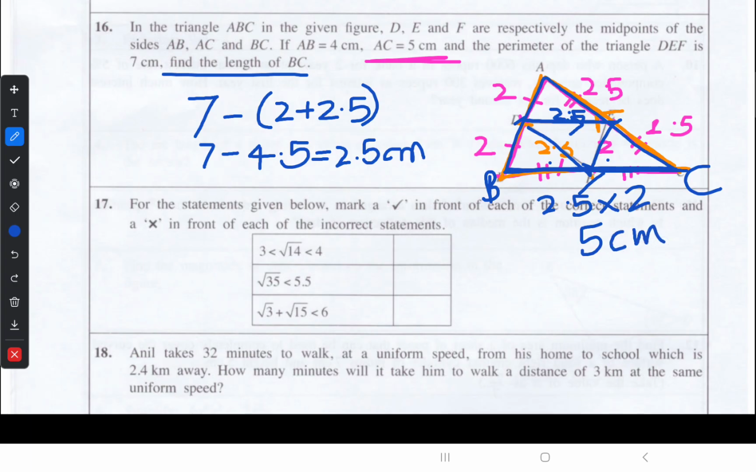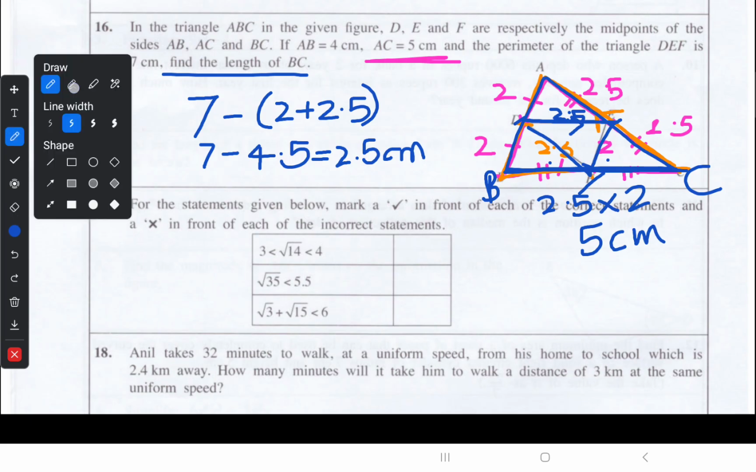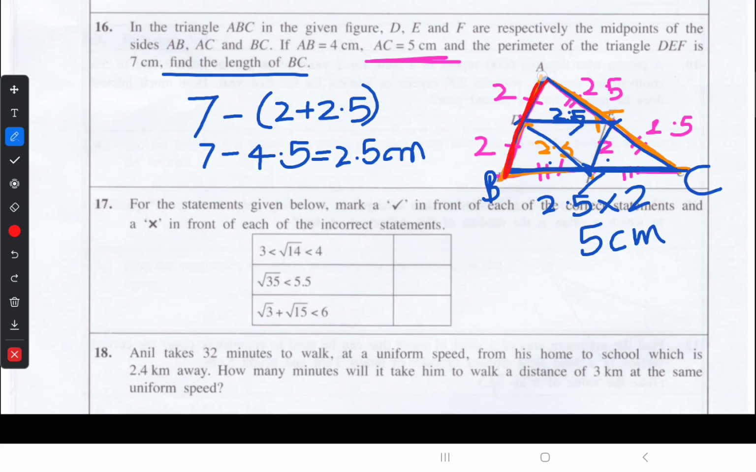5 centimeters. I'll repeat it once more. First of all, we found that if this is 4, according to the midpoint theorem, this is 2, half of its length. Similarly, if this is 5, it should be 2.5 according to the midpoint theorem. Similarly, another data given, triangle DEF perimeter is 7 centimeters. So from the 7, I subtracted the pre-existing two sides, 2 and 2.5, that will give you the remaining as 2.5. So this interior construction line is 2.5.